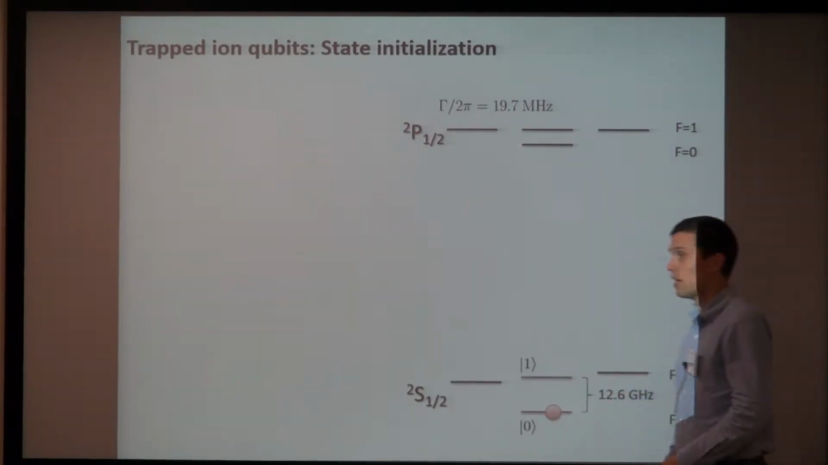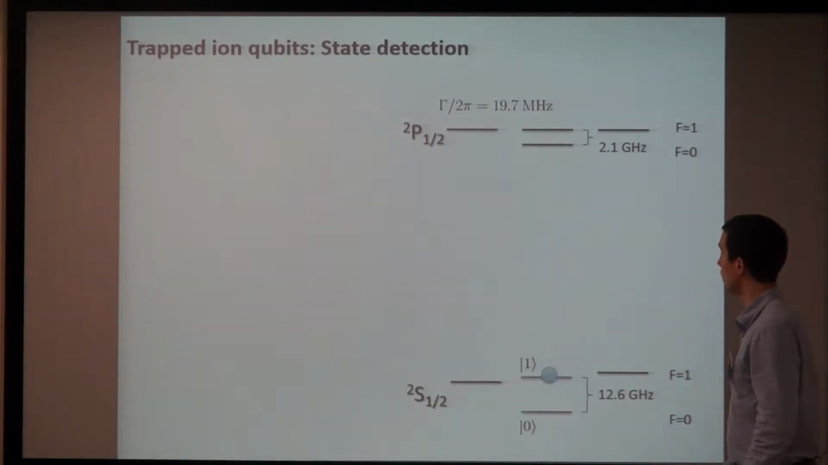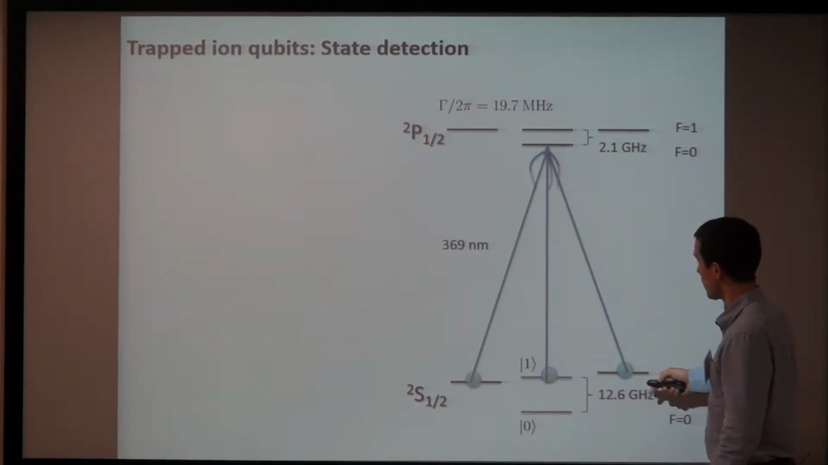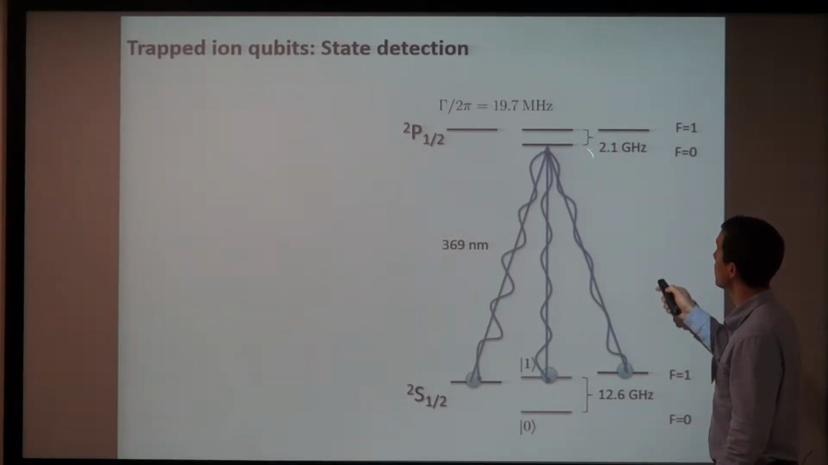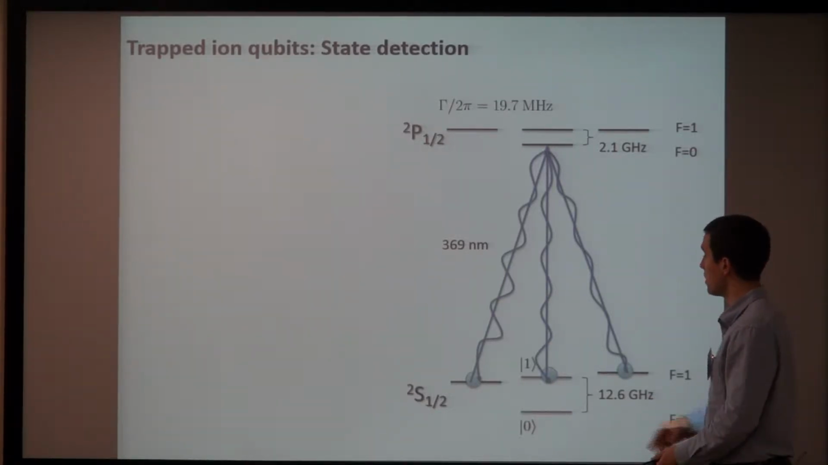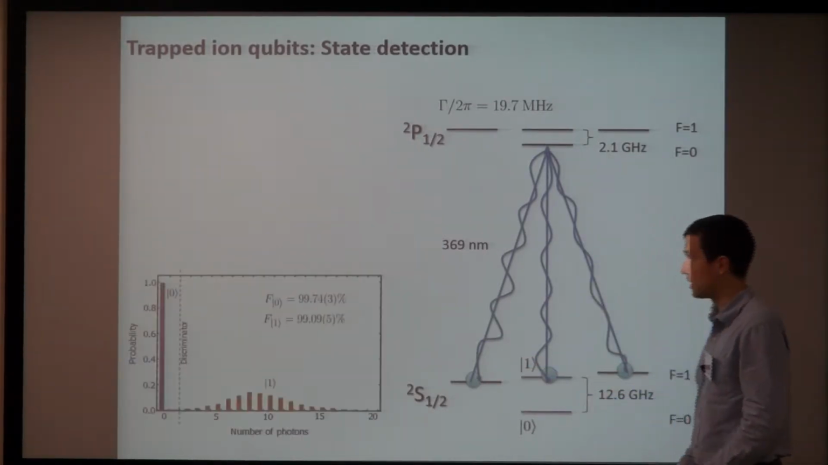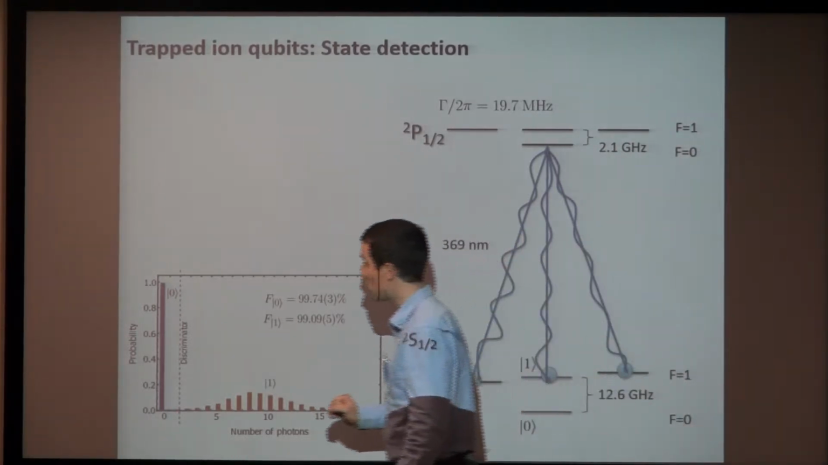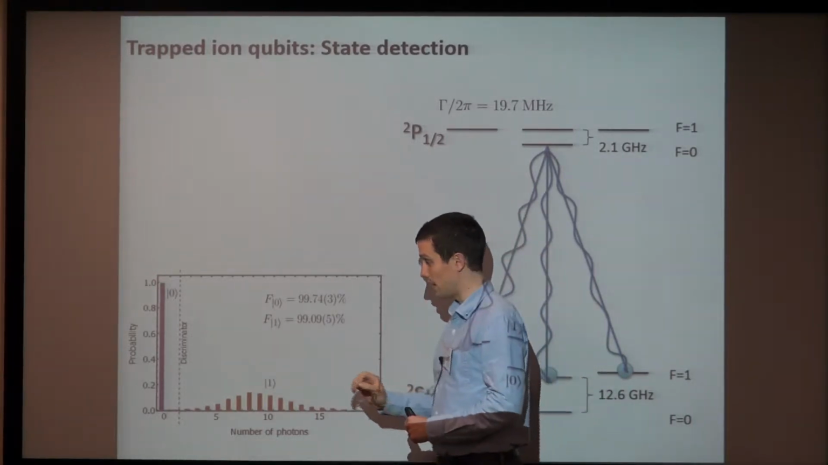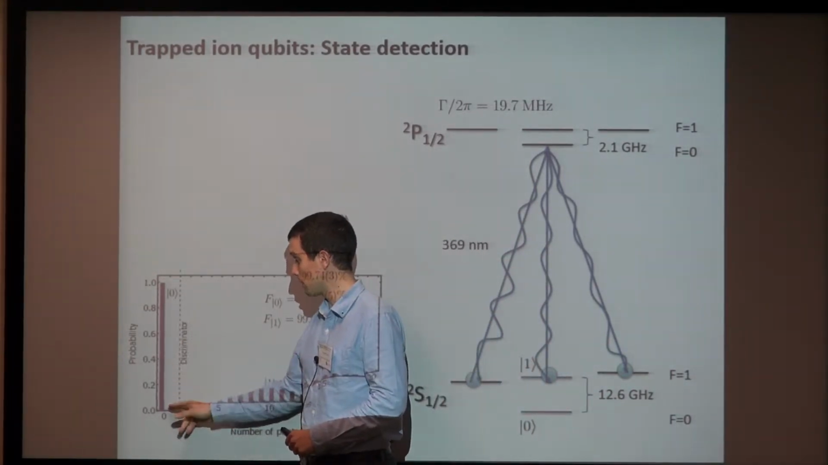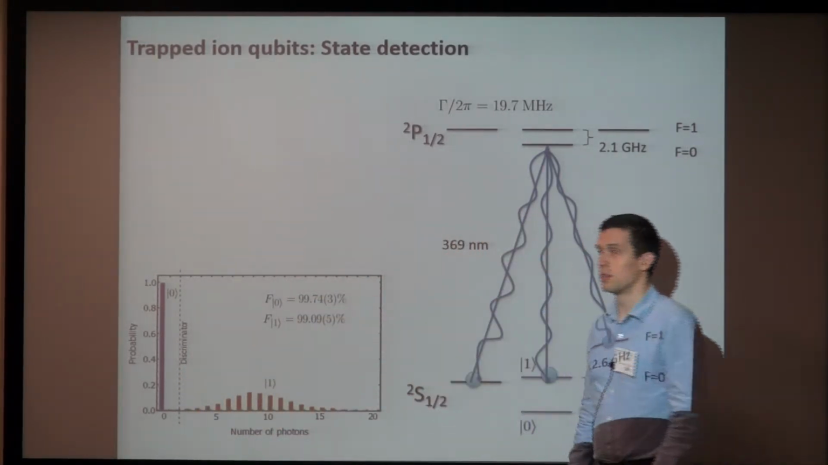What we then need is a way to detect at the end of a computation if we're in state 0 or in state 1, and we do this by state-dependent fluorescence. So if we're in state 1 and we send in laser light of this particular transition, we have a cycling transition between these two states, and because of selection rules, this state does not decay to 0, and that means if the ion is in state 1, it'll scatter many photons. If it is in state 0, it'll stay dark, and we can discriminate between the two by just counting photons for a certain amount of time, and then deciding how many photons we have. If we have 0 or 1, we call it dark. If we have more, we call it bright, and that way we can read out our qubit with a reasonably high fidelity.